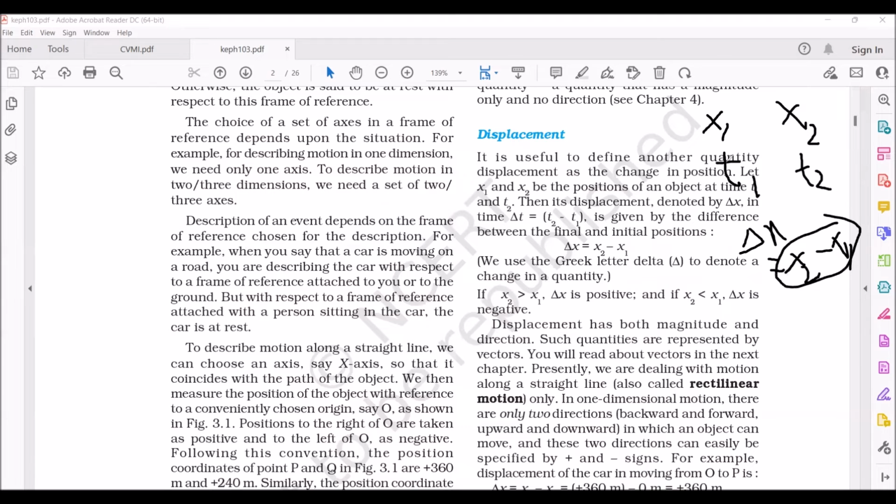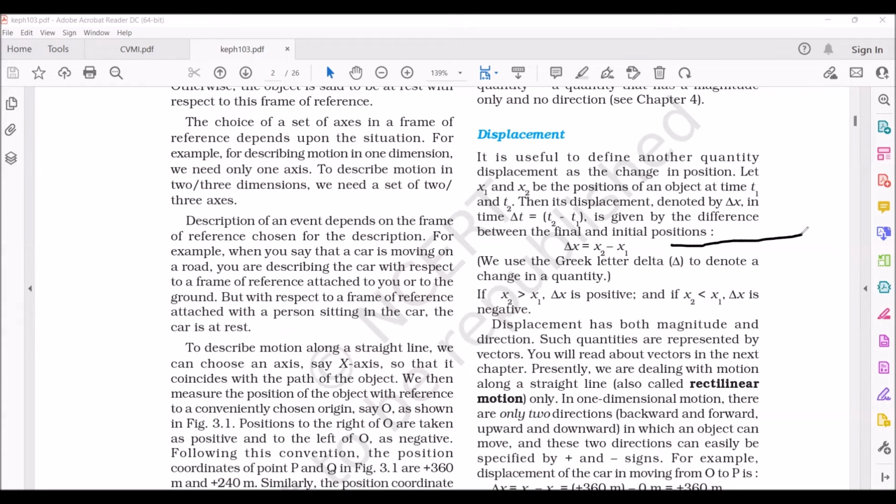This is called displacement. Displacement is nothing but delta x, where delta x is equal to x2 minus x1. If the object is moving along the axis and the initial point is x1 and the final point is x2, then the difference is x2 minus x1. We indicate it as delta x. This displacement has both direction and magnitude. Because we are giving the direction and magnitude, it is called a vector.